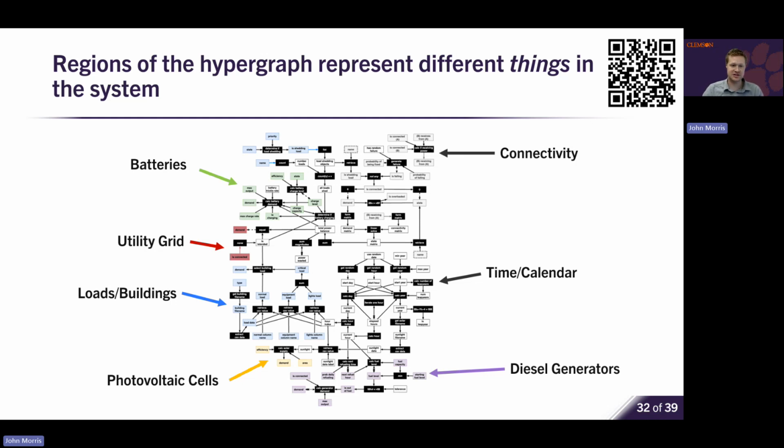But you can still see our regions here. So our green things are the information associated with the battery. The red is associated with the utility grid. The blue nodes are the ones that are associated with buildings. Here are our solar cells in yellow and our generators in purple. We have some other simulation stuff like connectivity and their time sequences. Those are all shown in the graph. And those are kind of the areas of the nodes that come together, the collections of which are what we typically would associate with objects from a human perspective.